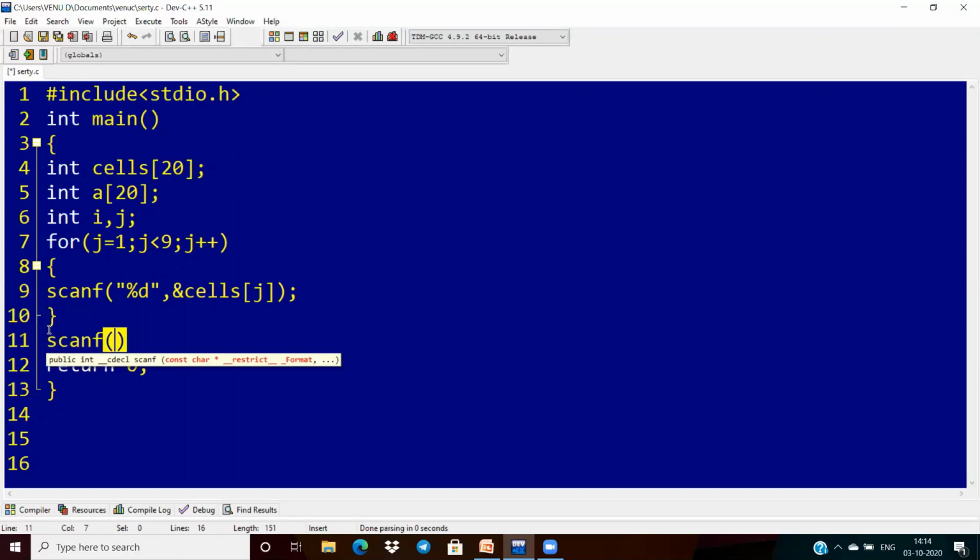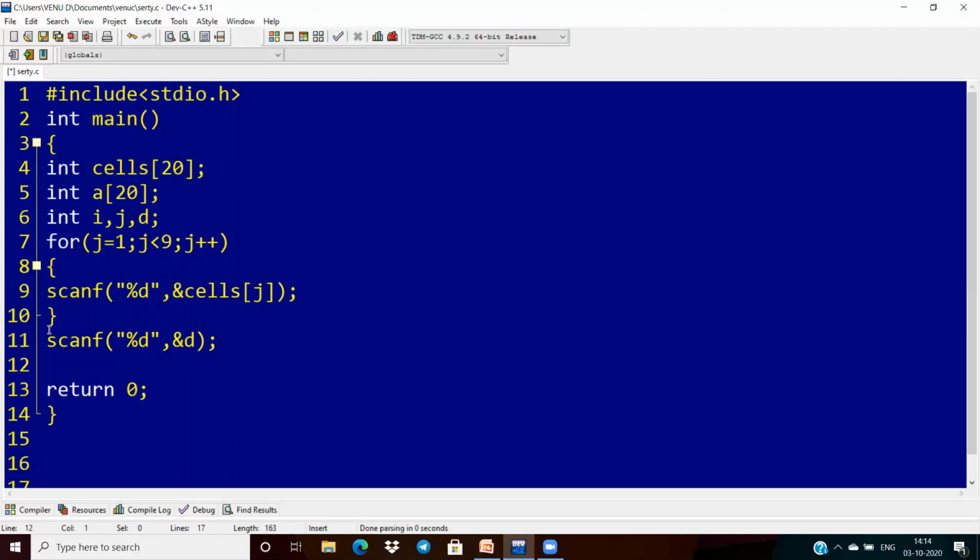And after that, what is the next input? The number of days. So the next input is the number of days, so I'm taking this as another input. So after that, what do I need to do?